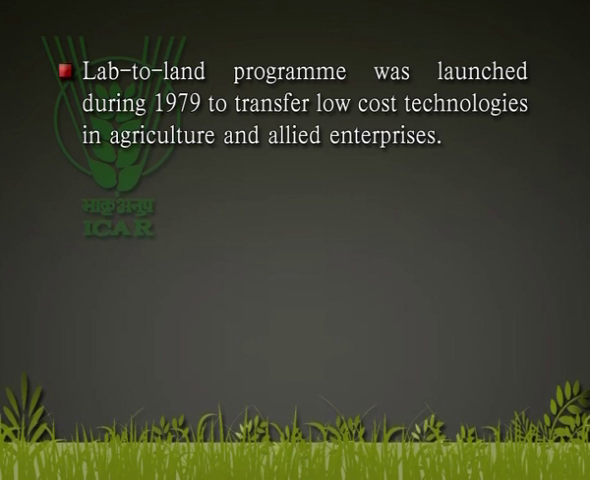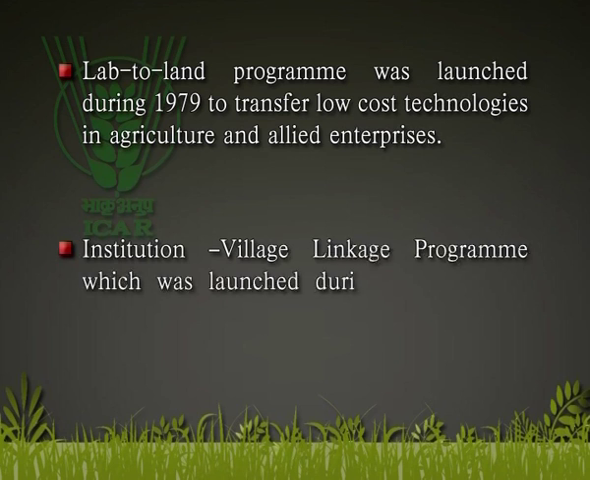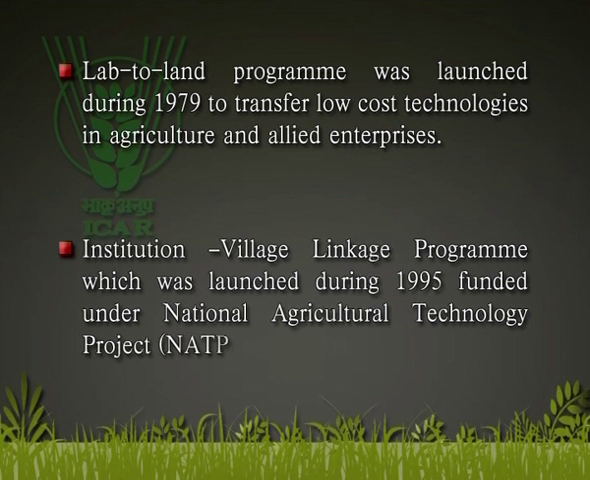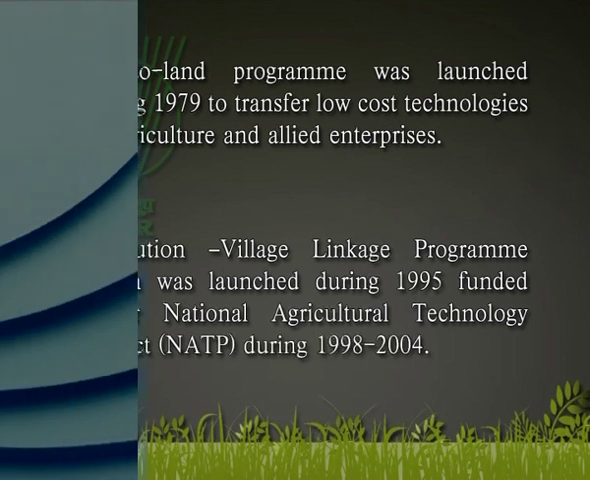Another experiment was the Institution Village Linkage program, which was launched during 1995, funded under the National Agricultural Technology Project, NATP, during 1998 to 2004. Under the Innovation Technology Demonstration component of NATP, the ICAR established Agriculture Technology Information Centers in state agricultural universities to work as a single window support system, linking the various units of research institutions with intermediary users and farmers in decision making and problem solving exercise.